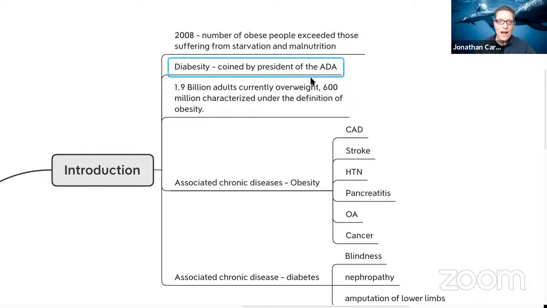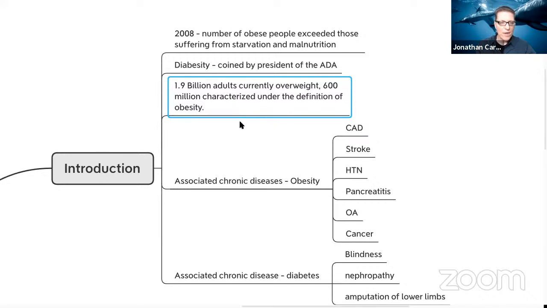Diabetes is a combination of people who have type 2 diabetes who also have diabetes. 1.9 billion adults worldwide are currently overweight, with 600 million characterized under the definition of obesity. We'll talk about general definitions in a moment.